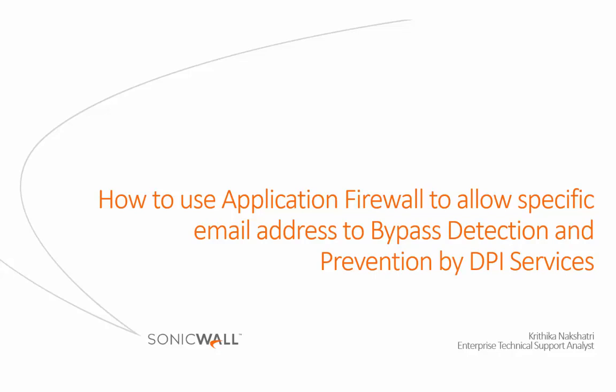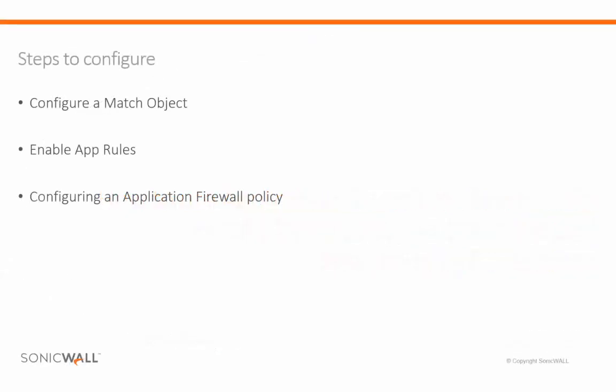In this video, we demonstrate how to use Application Firewall to allow specific email addresses to bypass detection and prevention by DPI services. It is possible to establish a number of specific email senders whose mail is not going to be scanned by the Sonicwall UTM appliance. This can be done using the Application Firewall feature of SonicOS Enhanced.